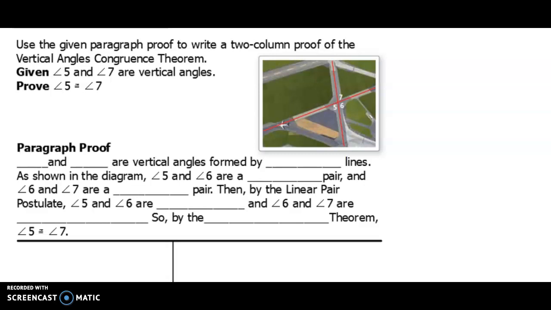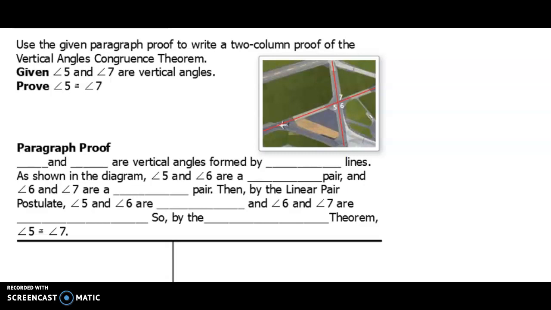All right, guys, let's look at example 6. Now on example 6, we're going to write a paragraph proof and a 2-column proof, and we're going to prove the vertical angles congruence theorem. We will primarily be doing 2-column proofs in this class, but because our book does talk about paragraph proofs, I wanted to do at least one just so you can see and compare the two.